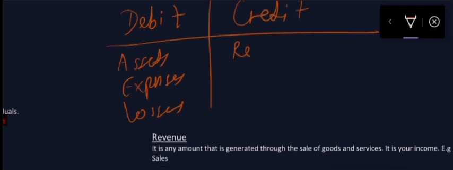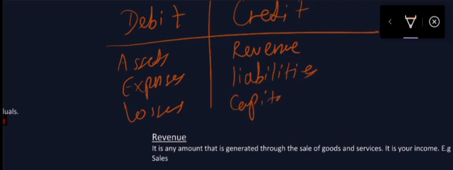Credit, on the other hand, is an increase in your revenue, liabilities, capital, and profit. It is on the right side of your T account.